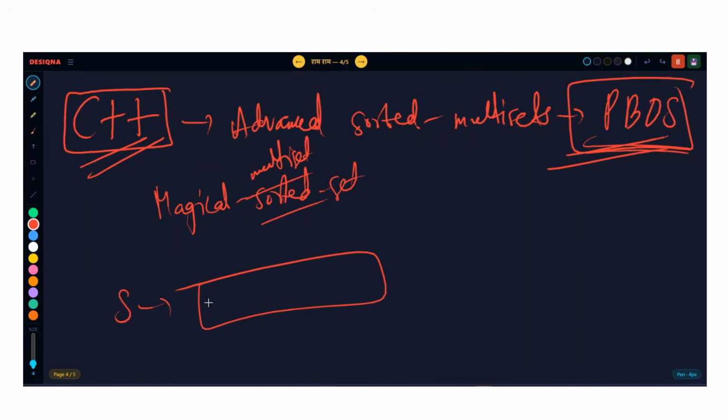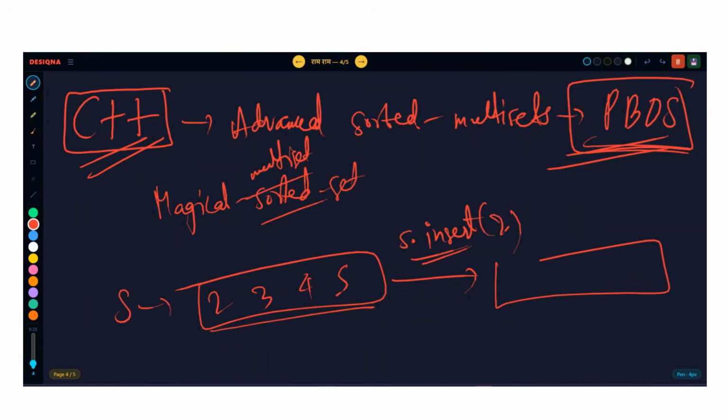It will keep all the elements in a sorted order: 2 3 4 5. I can do an insert query on this set. If I insert, let's say, 2, then how will the sorted set look like? 2 will not go at the end. No, not after 5. It will automatically go in the sorted position where it should go. 2 2 3 4 5, like this.